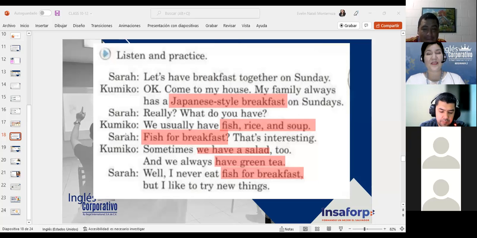And we always have lemon tea. Well, I never eat chicharrones soup for breakfast, but I like to try new things. Very good job, Mr. Ivan. Very nice, very nice. Excellent job.